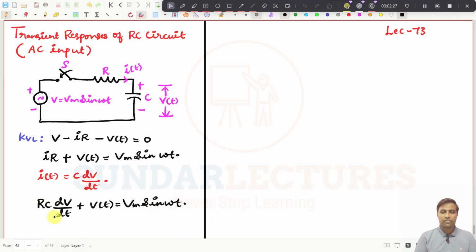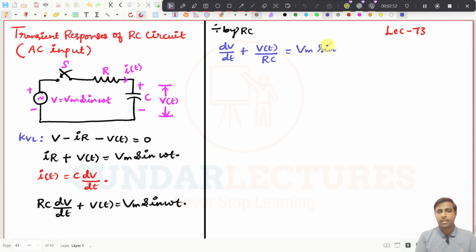Now this is a first order differential equation with some coefficient before the derivative. So what you do is divide this expression by RC. If you divide it by RC, you will get dV by dt plus V of t divided by RC, and this should be equal to Vm sin omega t divided by RC. This is the expression.